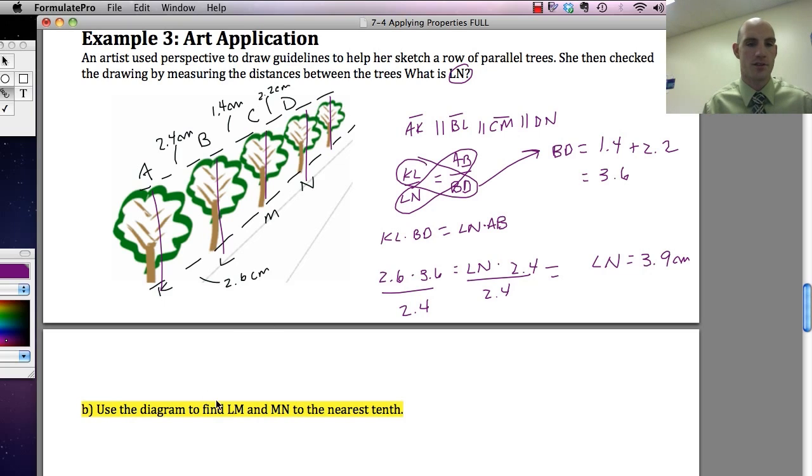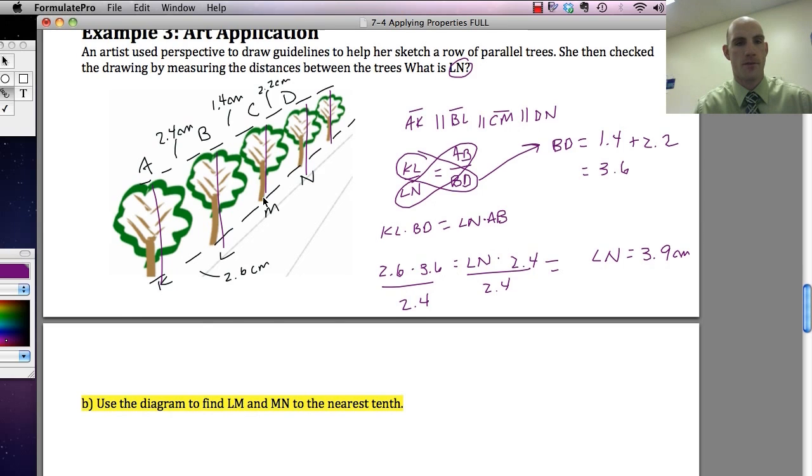Well, what I'm going to ask you to do is find LM and MN. So LM and MN. I'm going to give you a hint that you might need to use the fact that these three lines here are parallel, and the fact that BC is proportional to a couple of these different things. Okay? So go ahead and try that, and we'll go from there. All right.